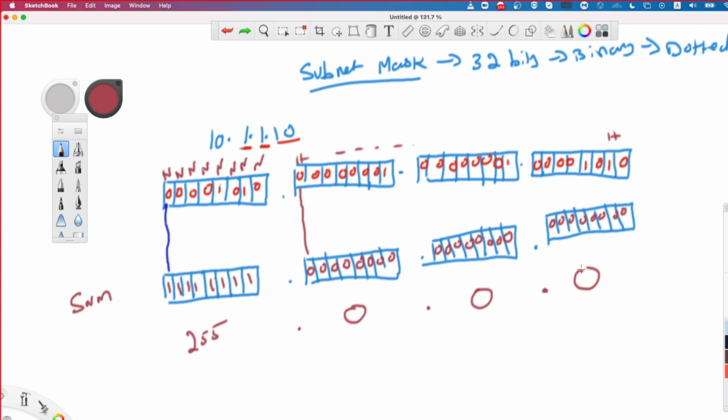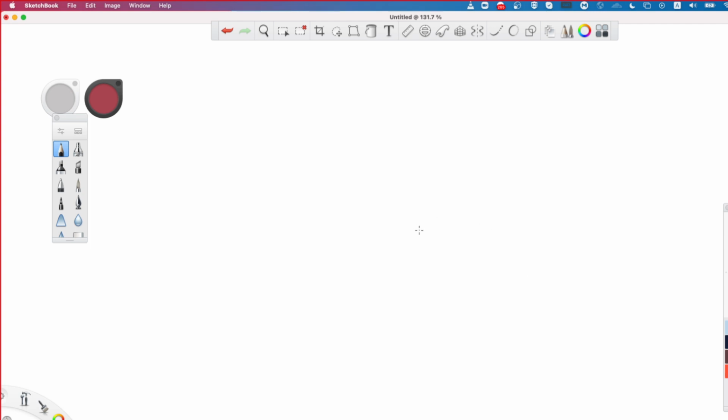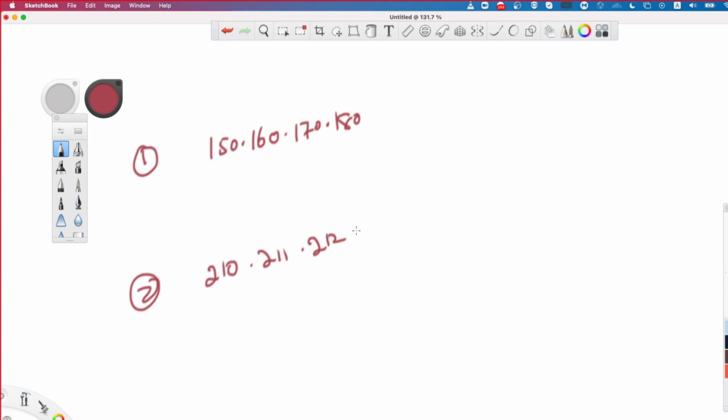Now I'm just going to give you a couple of sums. Let's say 150.160.170.180 is the IP address given to you. The second IP address I'm giving you is 210.211.212.213. What I need is, what is the respective subnet mask for these two IP addresses? You just need to find and fill in the value. It would be so simple, right?